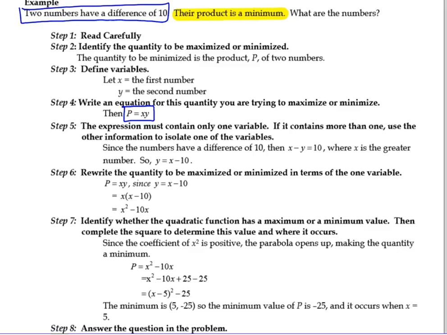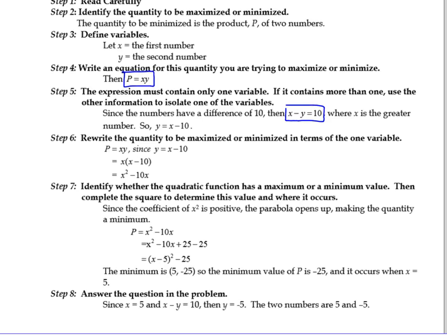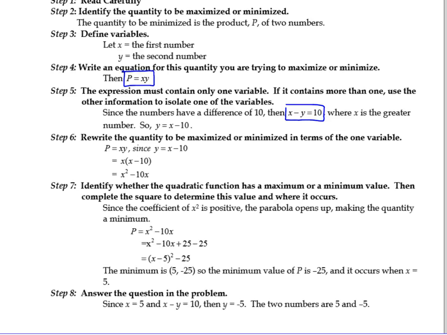In this case, they say two numbers have a difference of 10. There's a few ways you can write this. We start with x minus y equals 10. So we're going to isolate one of the variables so we can replace it in the formula, just like we did with the area stuff. So you can write this instead as y equals x minus 10. Okay, and so when we replace one of the variables, in this case, y was replaced with x minus 10, and we get our equation for product. Product equals x squared minus 10 squared.